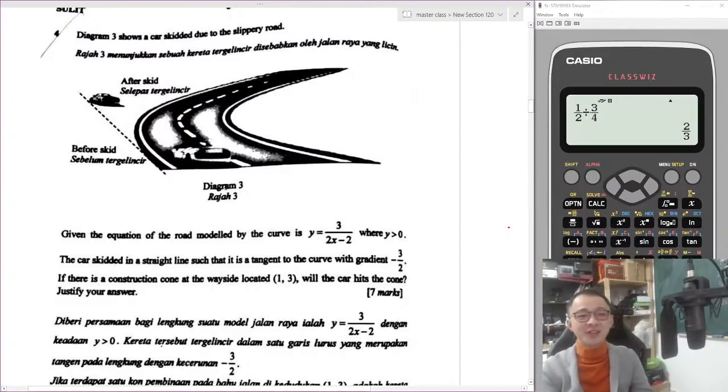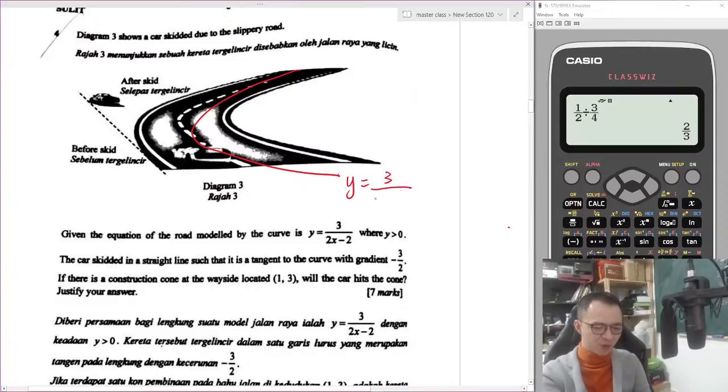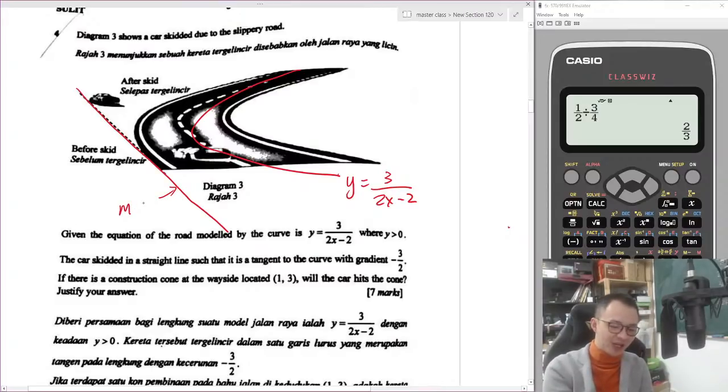Okay, I guess this is a differentiation question. It's a bit blurry here, but anyway, I want to do this question. Given an equation of the road modeled by the curve, you have an equation that looks like this: y equals 3 over 2x minus 2. According to the question, y must be bigger than 0, so we take the positive side. Then the car skidded in a straight line such that it's tangent to the curve. You can see the car will skid here and form a straight line, and they give you the gradient of it, which I call the gradient of tangent. It's negative 3 over 2.